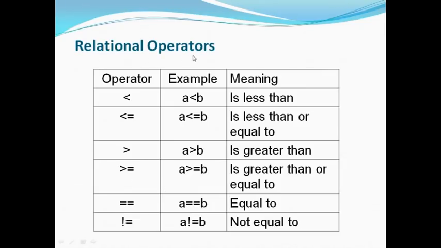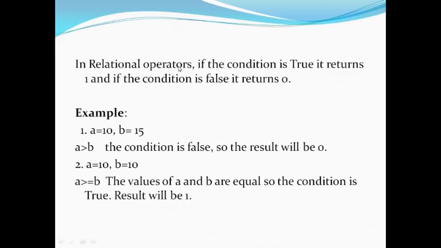Next comes relational operators. Relational operators are less than or equal to, greater than or equal to, double equal to and not equal to. Example is A less than B, A less than or equal to B, A greater than B, A greater than or equal to B, A double equal to B and A not equal to B. In relational operators, if the condition is true, it returns the value 1, and if the condition is false, it returns the value 0. That is, if we take an example where A is assigned the value 10 and B is assigned the value 15.